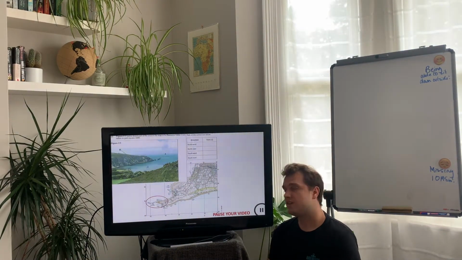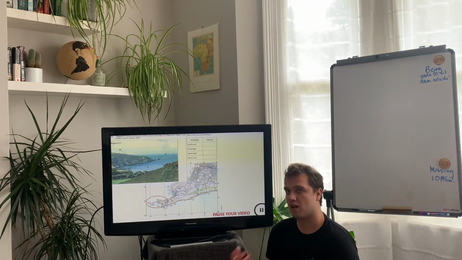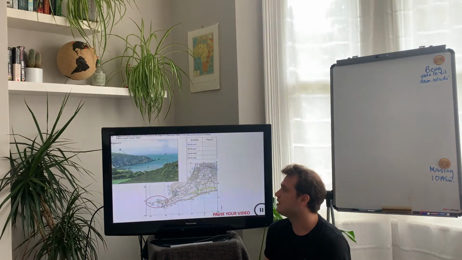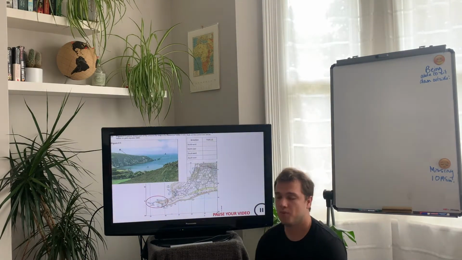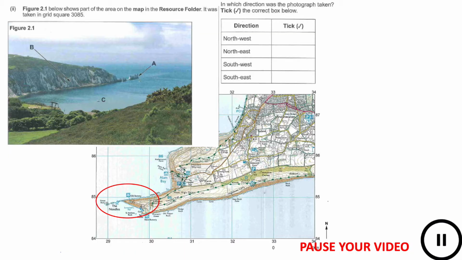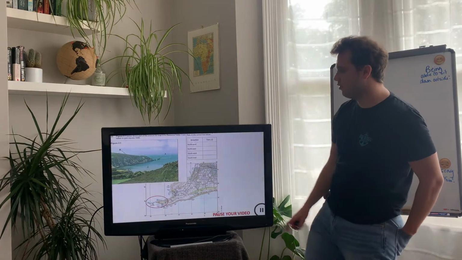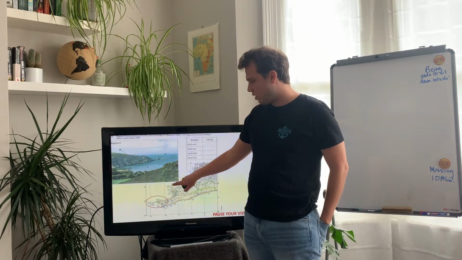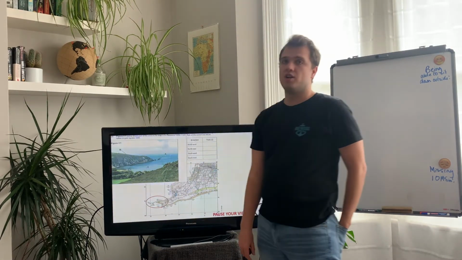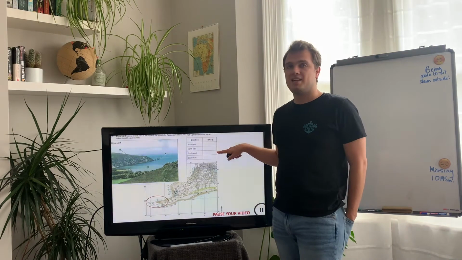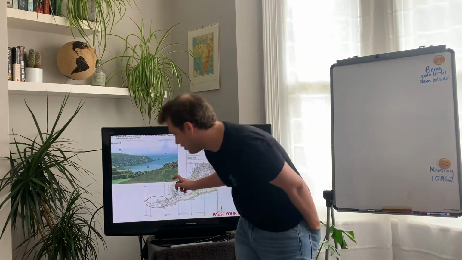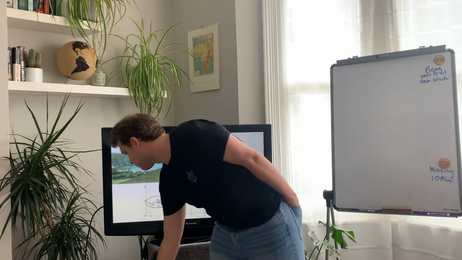I'm just going to give you 10 seconds to think about this, shout out, or maybe write it out in your books. So pause your videos, have a look at this and tell me what direction our photo is taken in. Hopefully you've all worked that out now. If we are stood about here and we are looking out in this direction, we would be looking in a southwesterly direction. The photo is being taken in a southwesterly direction.